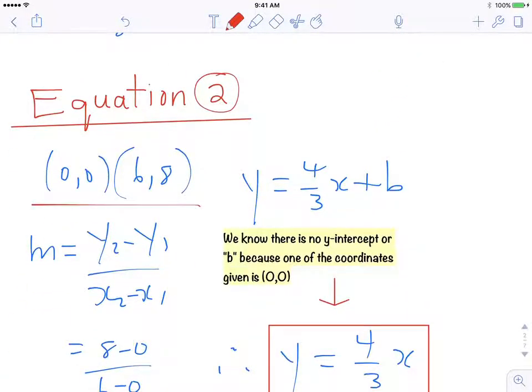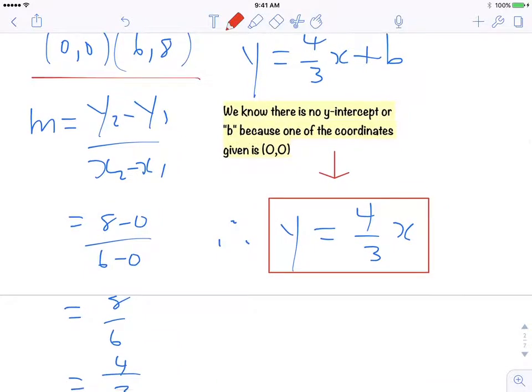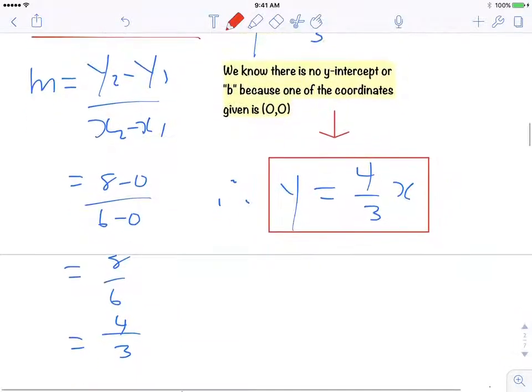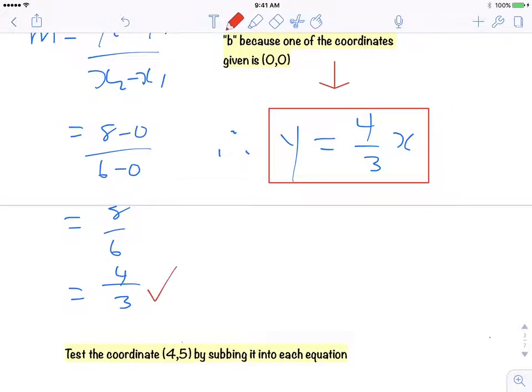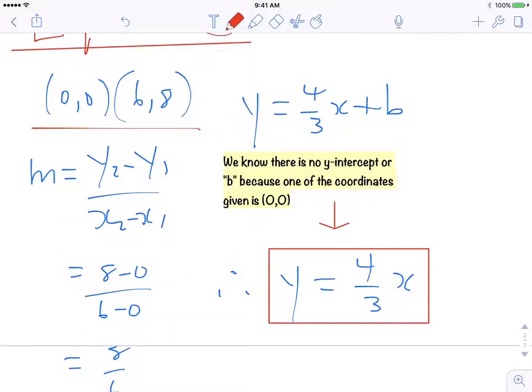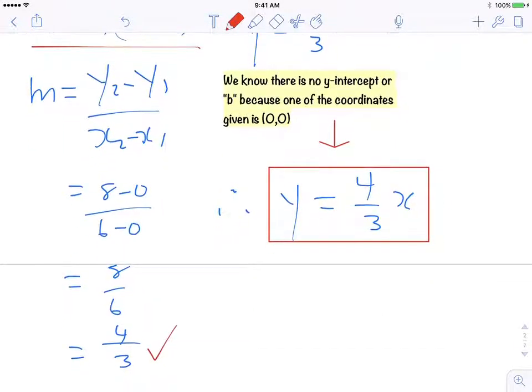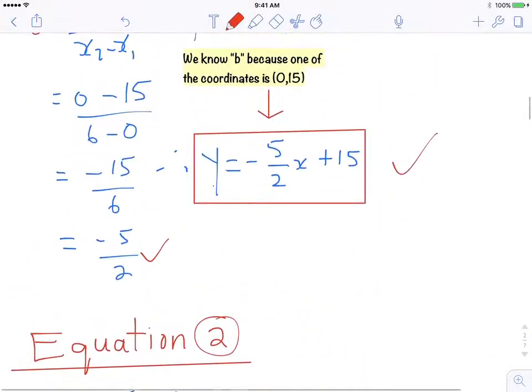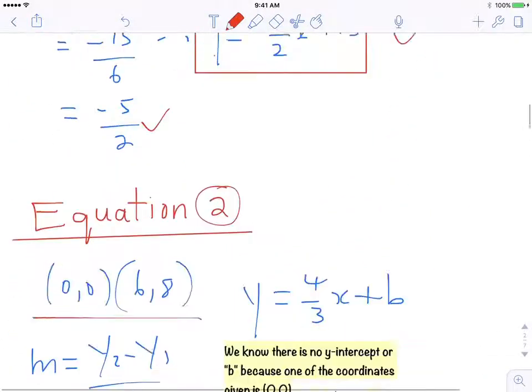I've set up my two coordinates. Again, I use the slope formula, y2 minus y1 over x2 minus x1, plug in my numbers, and I get a slope of 4/3. Therefore, I got y equal 4/3 x, and there's no b. I've highlighted here, there's no b. How do we know that? Because one of the coordinates that the line runs through is 0, 0. And if a line runs through the origin, then it's got no y-intercept, and we call that direct variation. So we've got our two equations, y equal 4/3 x and y equal negative 5 over 2x plus 15.